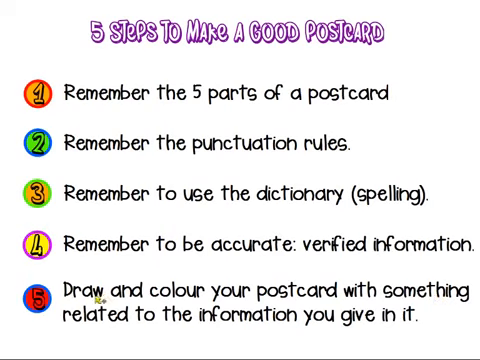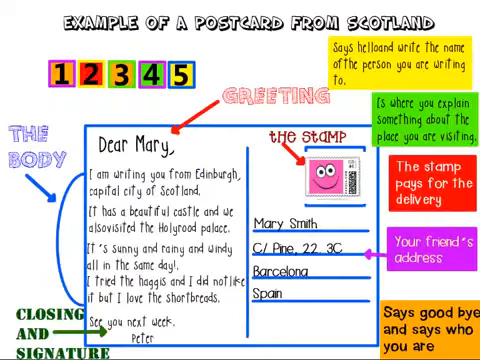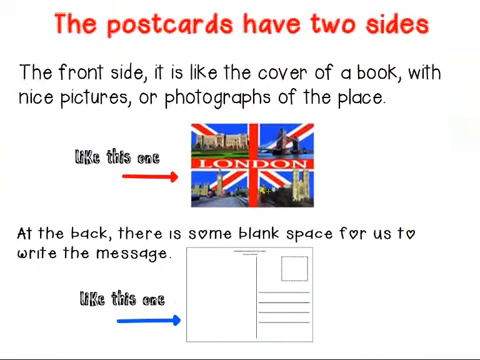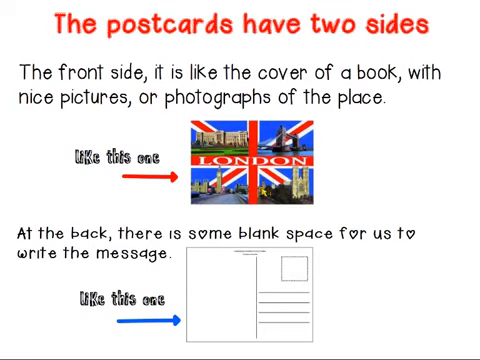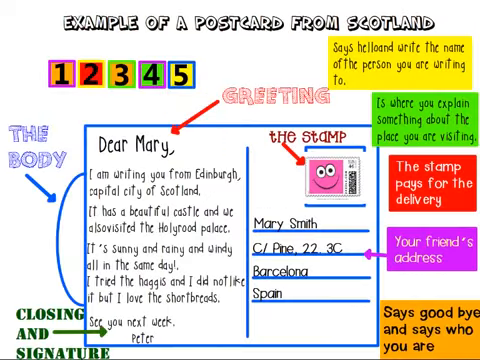Okay, number 5. Draw and color your postcard with something related to the information you give in it. Okay, so remember the 2 sides of the postcard? Yes, the front side is going to be blank and you're going to do the drawings and the coloring. So remember, if you're talking about London, of course, you need to draw the Big Ben maybe, yes, or the UK's flag or something similar, but really accurate. Okay, good. And beautiful, of course.